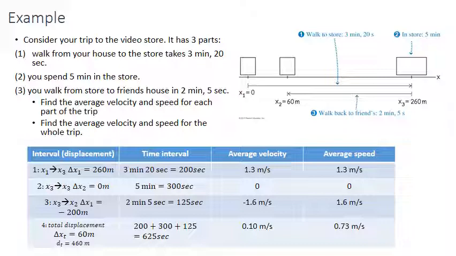In the second interval, I'm not moving. So delta x2 is 0. And the time is 300 seconds, so the average velocity is 0, and the average speed is 0. We're ignoring any motion you do inside the store.